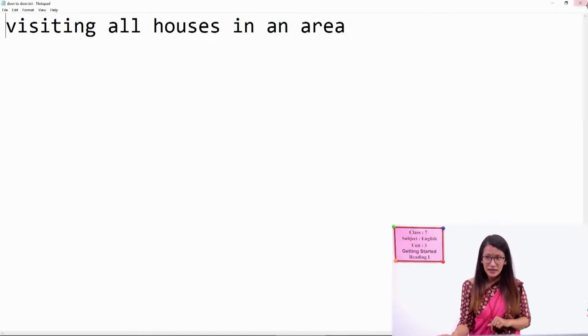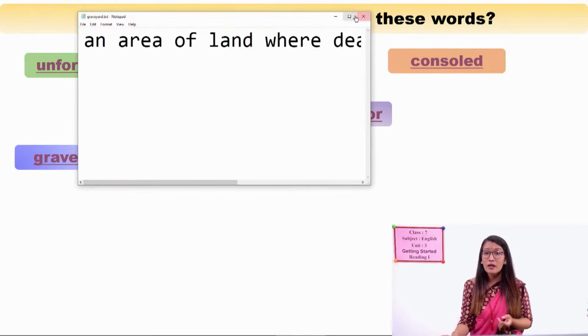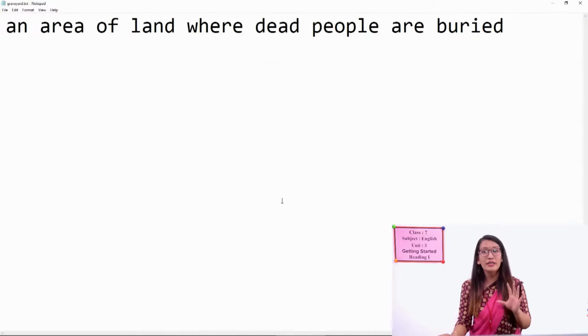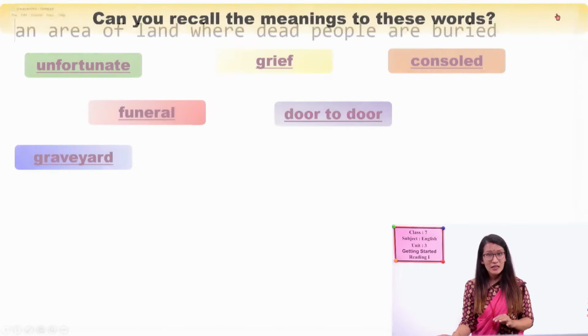Sabbai visit garne. Now, next word is graveyard. What's graveyard? It's a land where dead people are buried. Where all the dead people are buried, it's a land. That land is called graveyard. Did you understand?